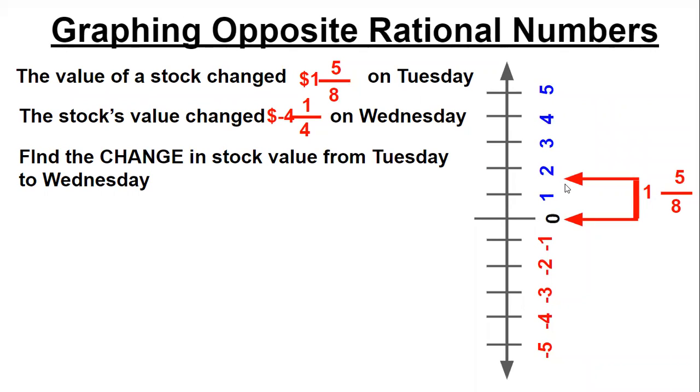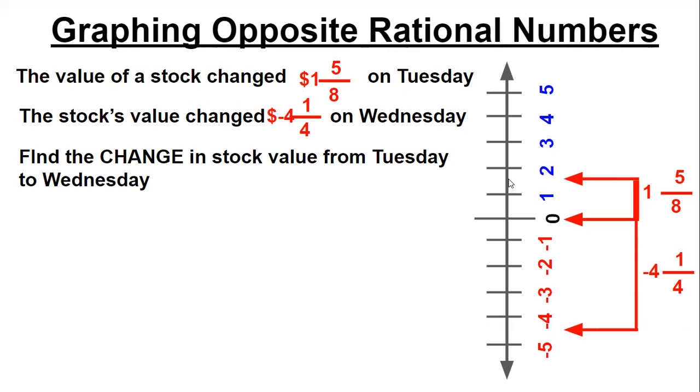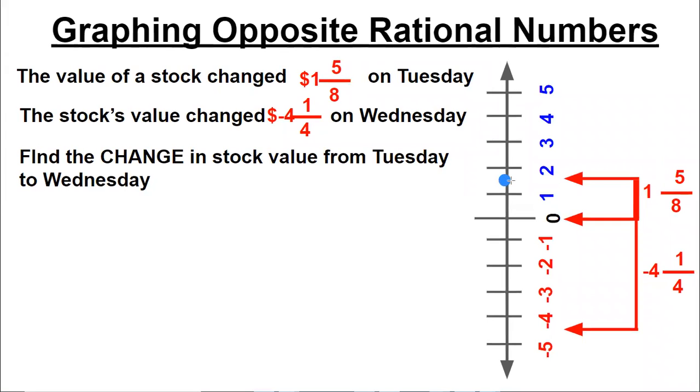The stock value changed to negative 4 1/4 on Wednesday. So I'm going to find that spot. So negative 4 1/4 is past the negative 4, and 1/4 is a quarter, right? So a little bit, 1/4 of the way to the number 5, the negative 5. So now I have to find the change from this point here. I'll put a little dot there just so we can see that point. Find the change from this point here to this point here.